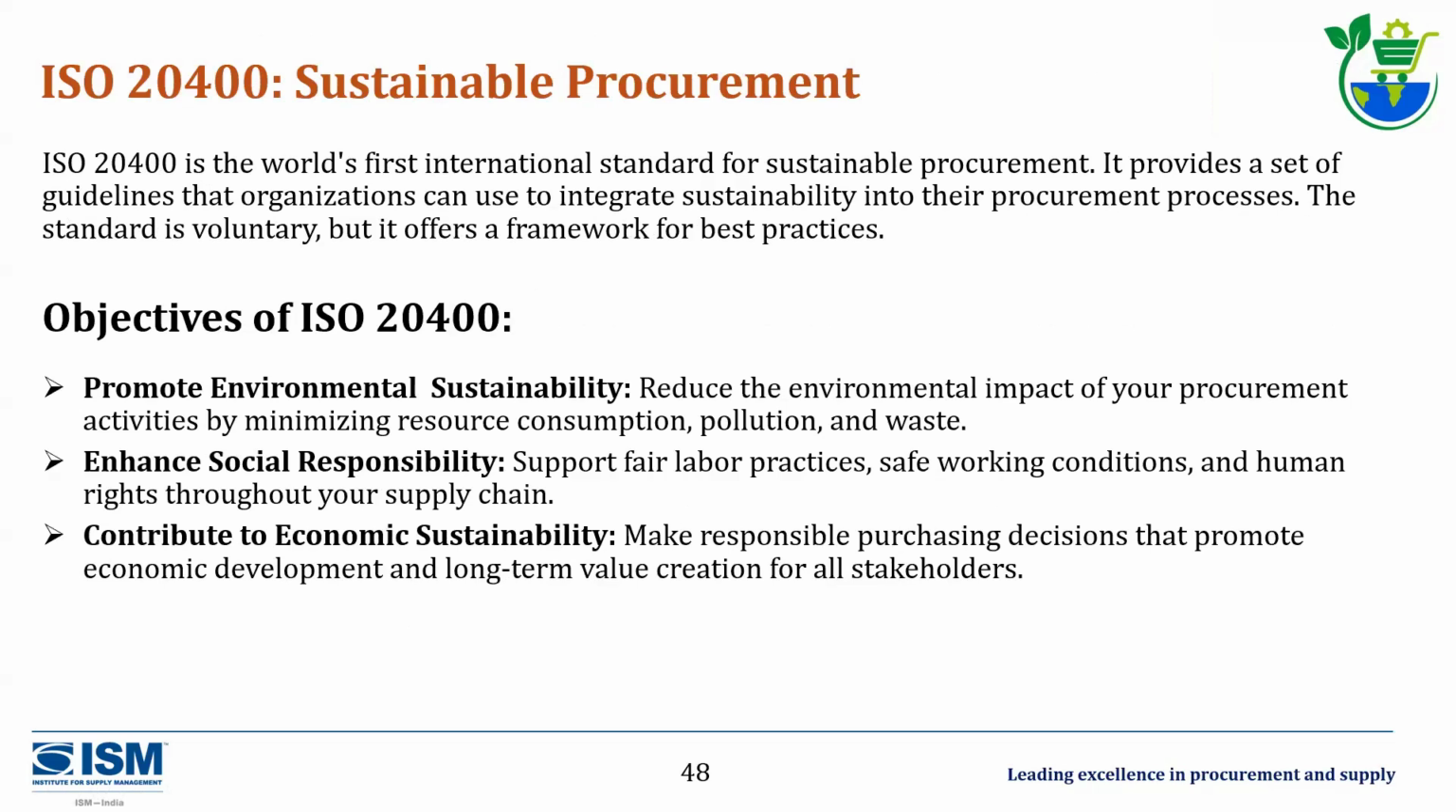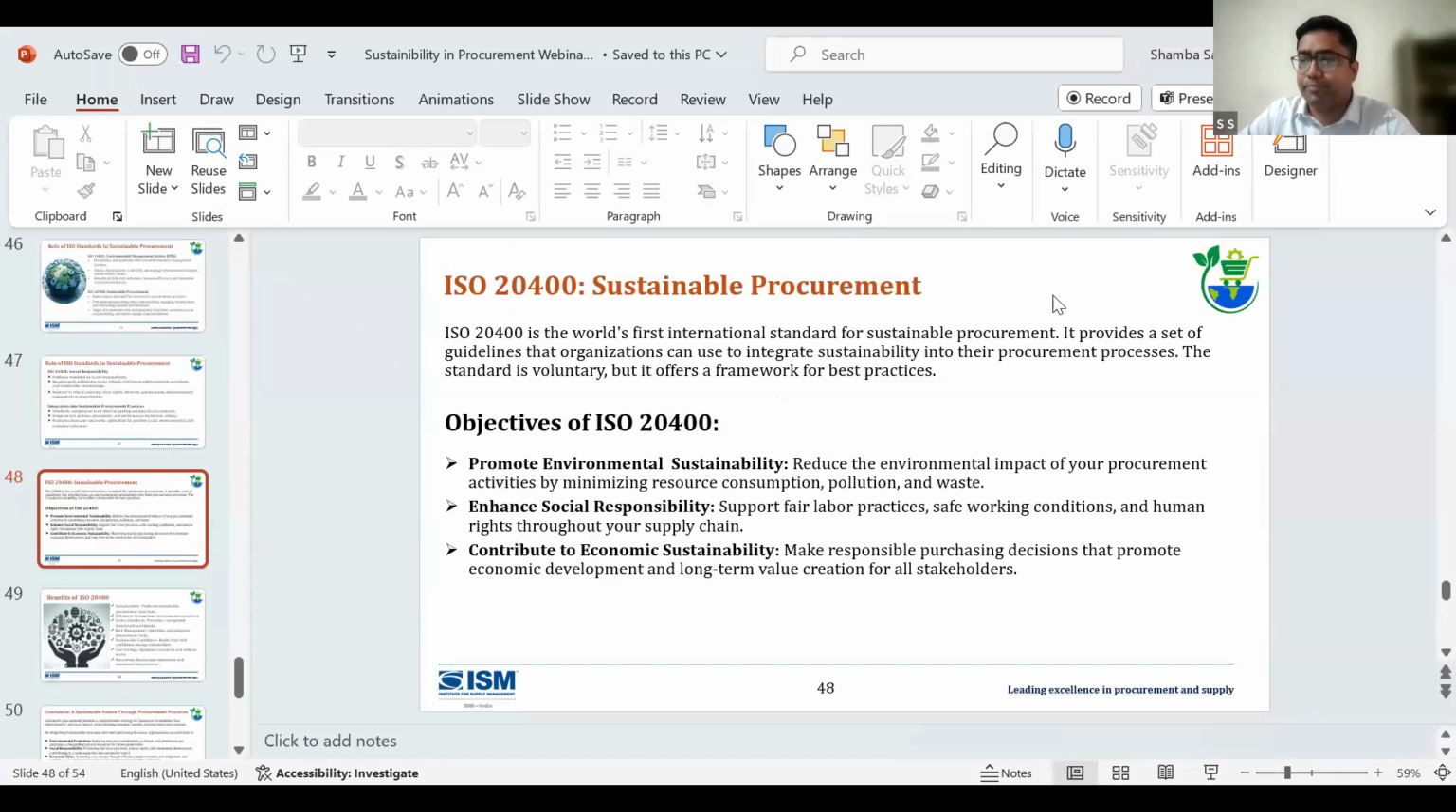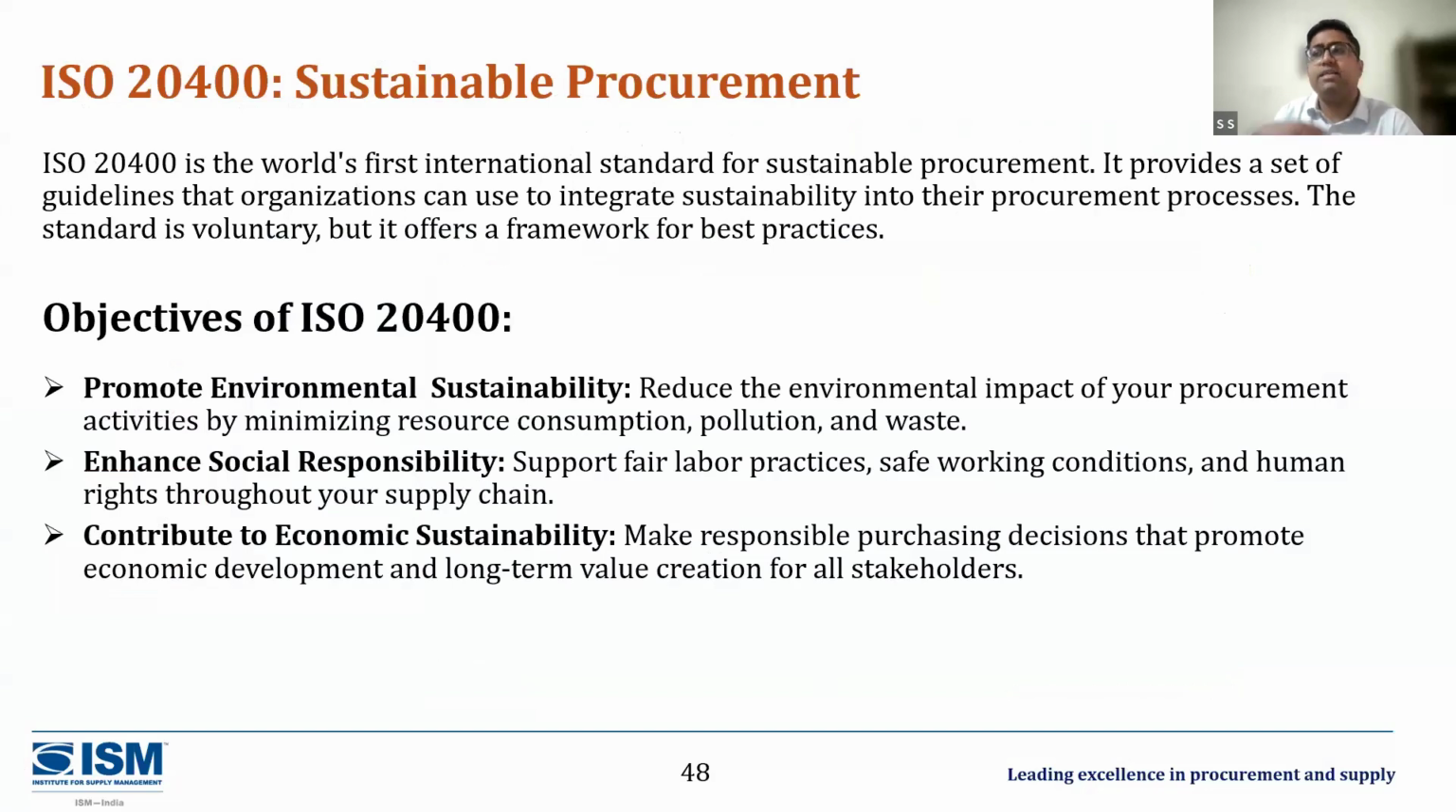Sorry sir, for the interruption. Is this an abbreviation, ISO, or what's the standards for? So 20400 is a standard for procurement, sustainable procurement. There are several other standards as well, which you will find on the internet. For example, I myself have done the occupational health and safety standard ISO 45001. So I am a lead auditor for that.